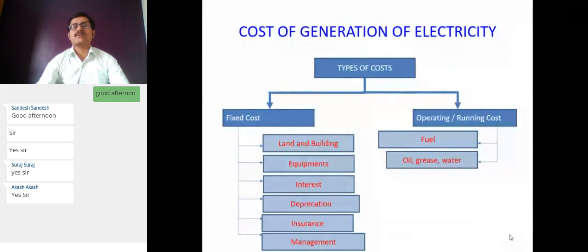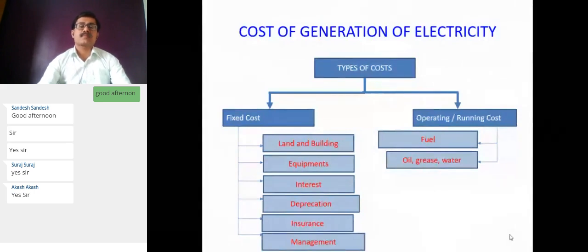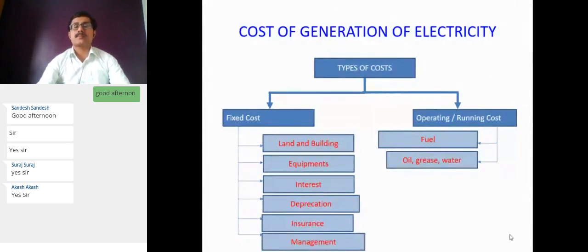And the operating or running cost, of which there are very few. The cost of the fuel, which is the input required for the operation of the power plant, and different types of consumables used for the efficient operation of the plant. That is oil, grease, and the water required for the cooling of various utilities used in the power plant, like the compressor, the cooling tower, or the condenser. So you definitely need some water for the cooling arrangements. Okay, so these are some of the operating running costs.